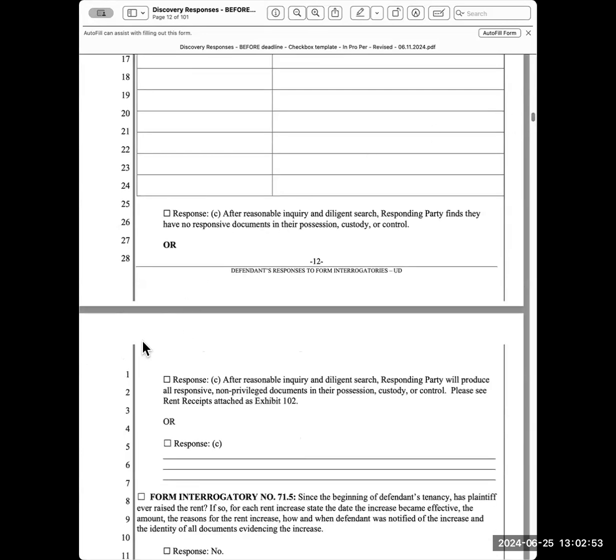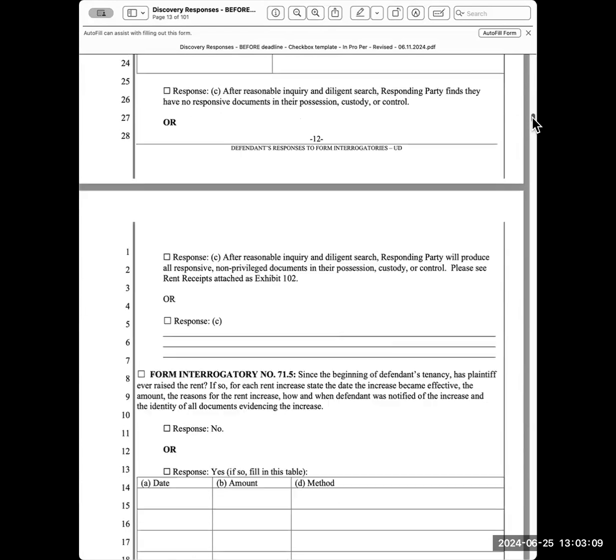The bottom is about whether, if you don't have any evidence of the late payments, you check here. If you do have evidence of the late payments and any late charges, you check here and you include those in your trial binder under the exhibit section. And if neither of these responses apply, you check here and you write in your response.